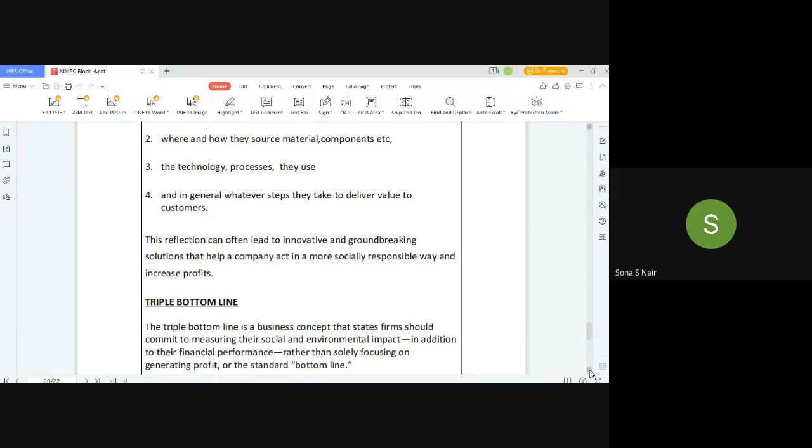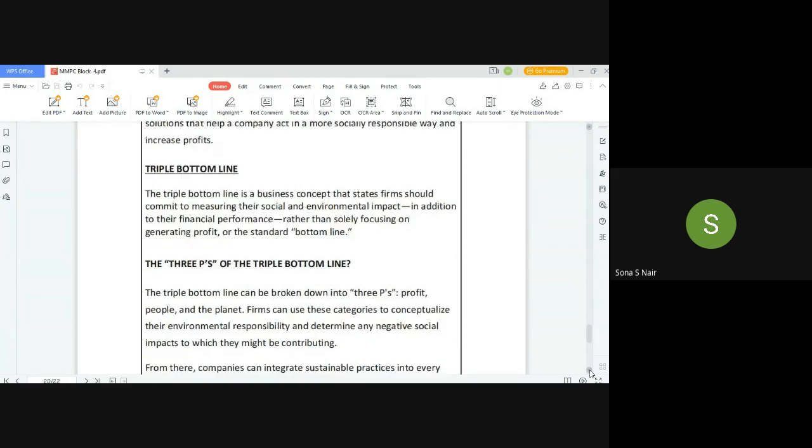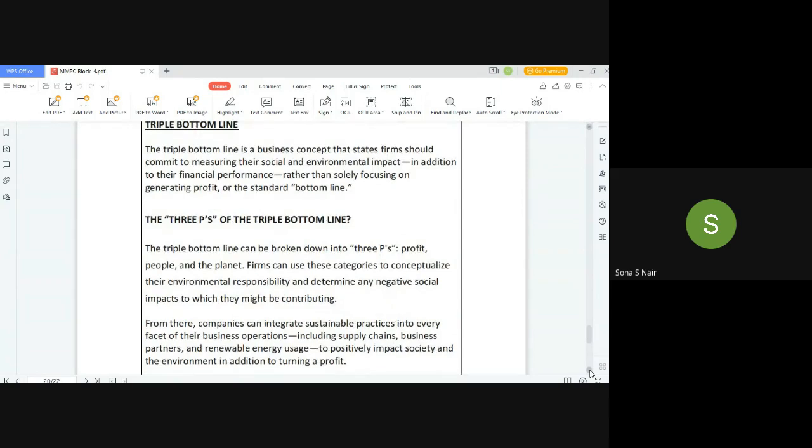One concept which is always mentioned in CSR, very closely related to CSR, is the triple bottom line. What is the bottom line of business? Earning profit. But this is about three P's. And what are the three P's? The three P's are profit, people, and planet. So the triple bottom line is a business concept that states that firms should commit to measuring their social and environmental impact in addition to their financial performance, rather than solely focusing on generating profit or the standard bottom line. So according to the triple bottom line, businesses need to focus on profit along with people and the planet.